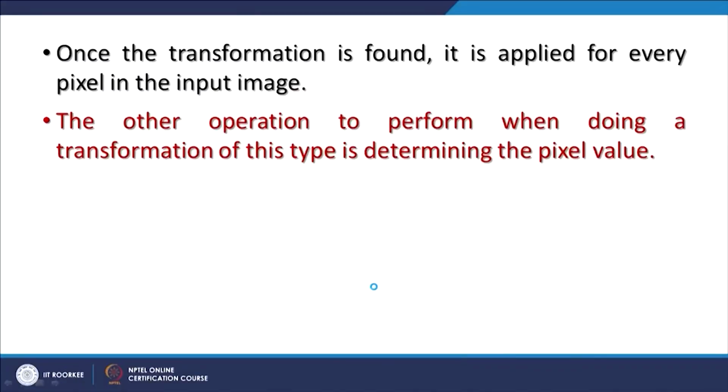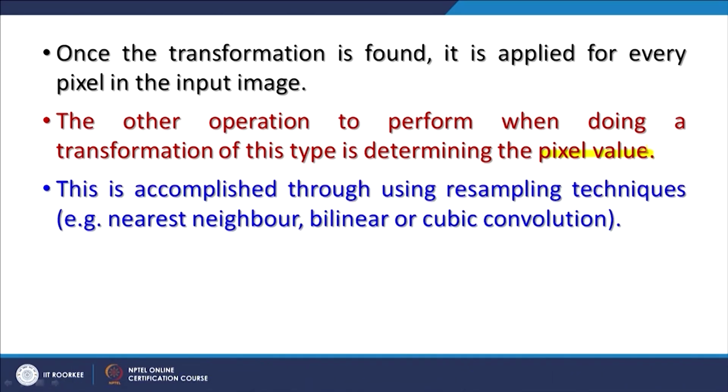We will decide that a little later. So, the other operation which we perform during a transformation of this type is determining the pixel value, and this is accomplished using resampling techniques. When we were discussing raster data compression techniques, reference to these techniques also came: nearest neighbor, bilinear and cubic convolution. At that time I mentioned that later, when we discuss georeferencing, we will discuss these in detail. So, today is the right time to discuss these things.